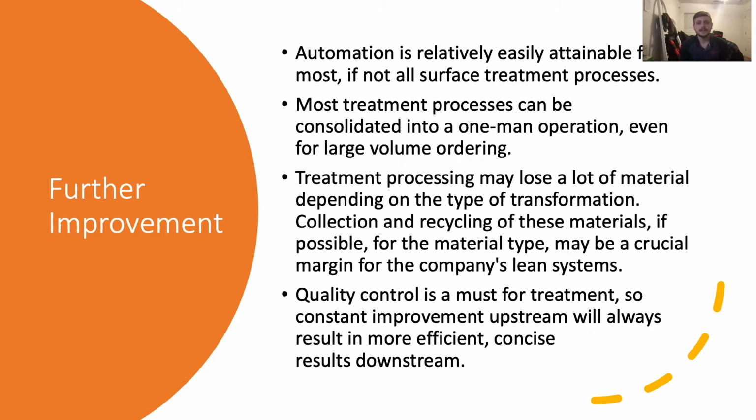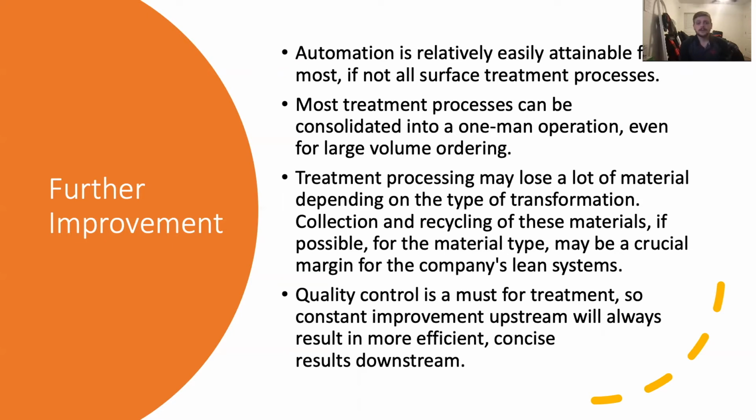The treatment process may lose a lot of material depending on the type of transformation. Collection and recycling of these materials, if possible for the material type, may be crucial for the margins of a company's lean systems. So basically, these types of systems leave an opportunity to recollect some types of materials or reuse this catalyst material to its full extent. And I feel as if they can implement these types of processes as well, it may benefit a lot of these processes, because it seems like there's a lot of waste in some of them.